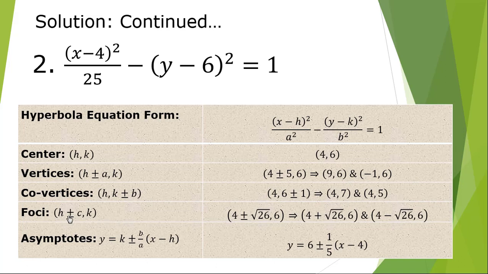For the foci, we have h plus or minus c, and k. So we have 4 plus or minus our c, square root of 26, and k is 6. Simplifying, we have two coordinates as 4 plus square root of 26, 6, and 4 minus square root of 26, 6. For the equation of the asymptotes, we have y equals k plus or minus b over a times the quantity x minus h. So k is 6, then plus or minus b is 1, a is 5, and then copy x minus the h, which is 4. This is now our solution for number 2.